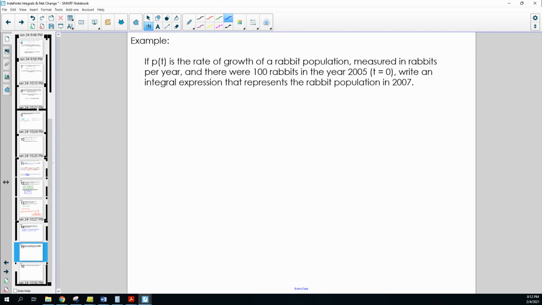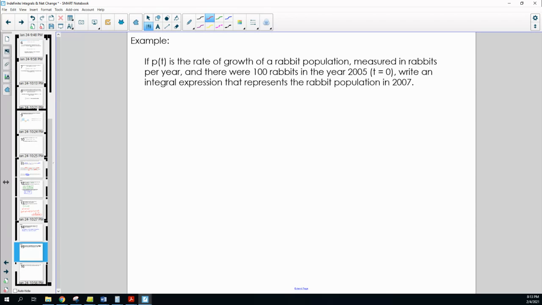So if P of T is the rate of growth of a rabbit population measured in rabbits per year, and there were 100 rabbits in the year 2005, which we're going to count as T equals 0, write an integral expression that represents the rabbit population in 2007. So P of T is the rate of growth. So that's going to be what goes in the integral, but I'm trying to find the number of rabbits, right? How many rabbits there are in 2007.